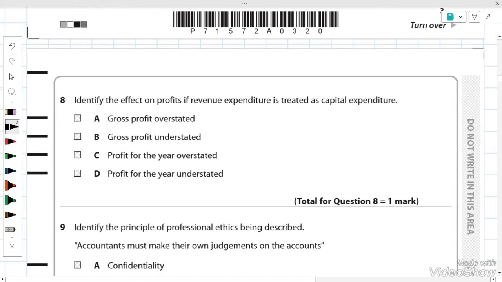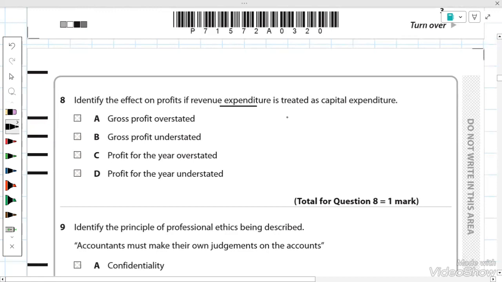Okay, so the eighth one is: identify the effect on profits if revenue expenditure is treated as capital expenditure. Okay. So if revenue expenditure is treated as capital expenditure, what will be the effect on the profit?